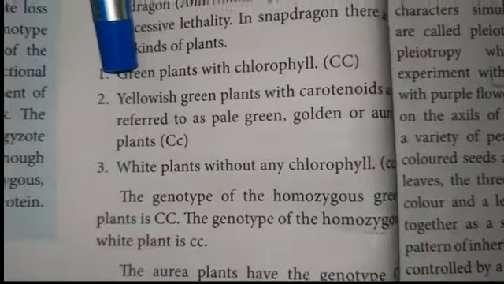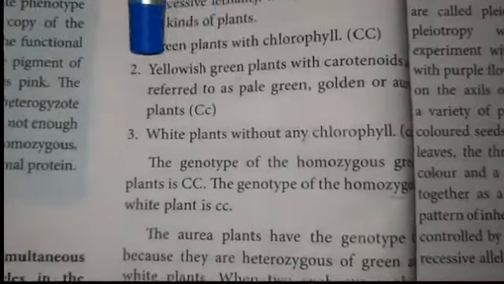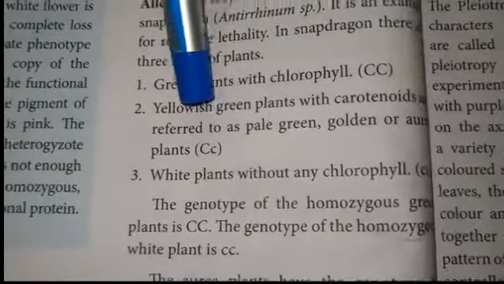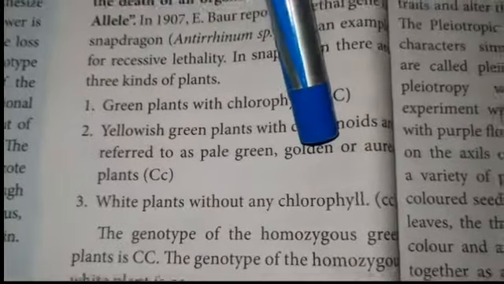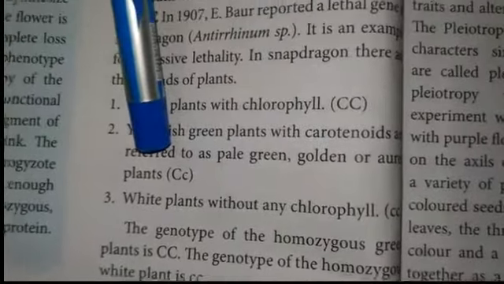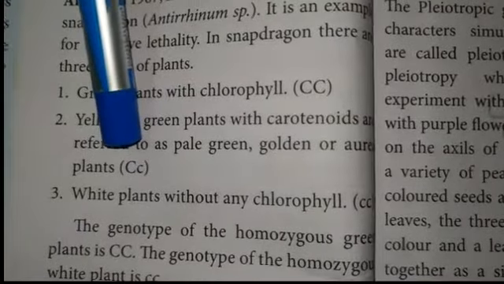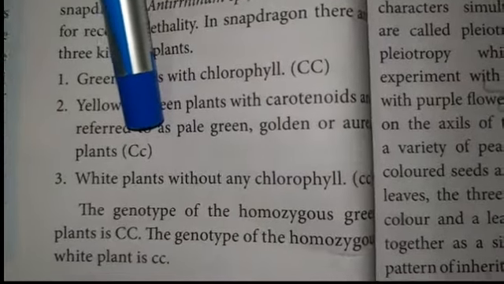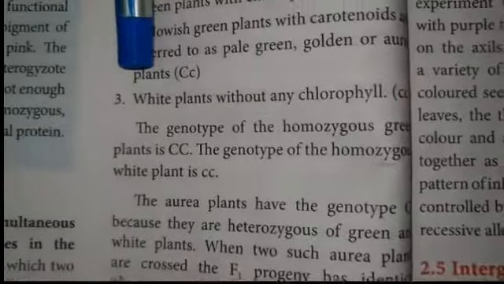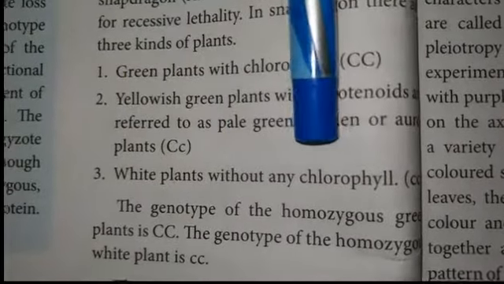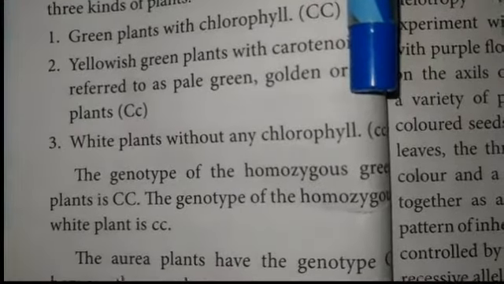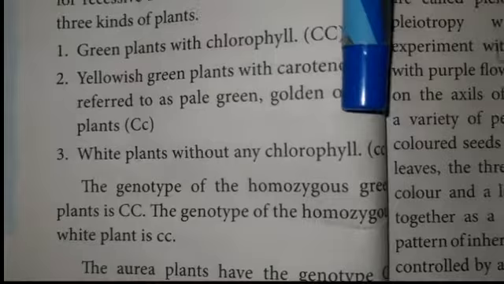The other plant produces yellowish green. It is called the yellowish green plant, having carotenoids, also referred to as pale green or golden or Aurea plant, capital C small c, which is in a heterozygous condition. It possesses one dominant gene and one recessive gene. So it is a carrier of the lethal allele. The other type of plant is a white plant without any chlorophyll pigment, which is a double recessive gene in a homozygous condition, that is small c small c.